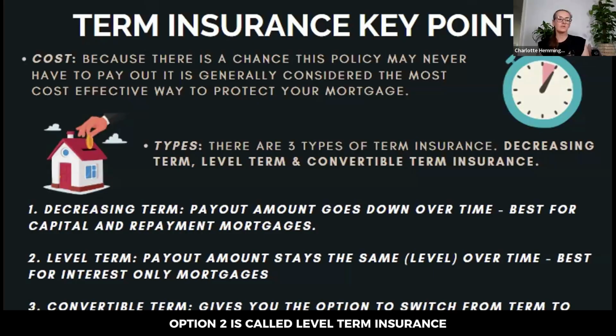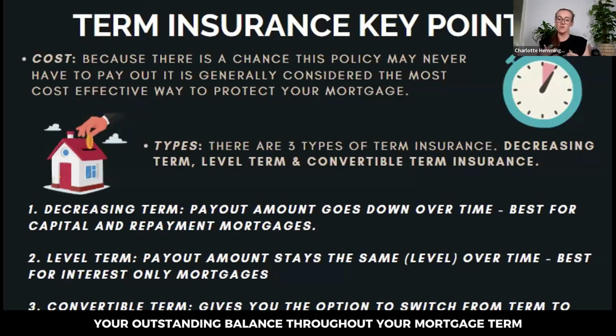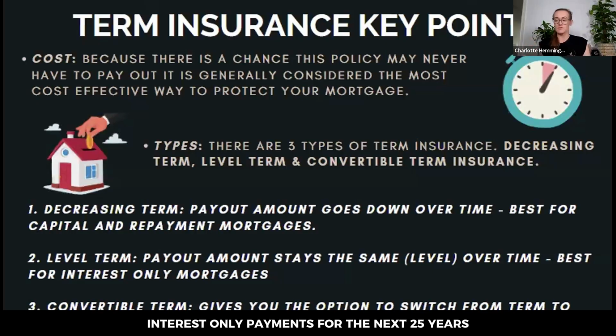Option two is called level term insurance. This is where the payout amount stays the same, or it remains level over time. And this is best for interest-only mortgages. I'm not going to dig into interest-only mortgages in this session, guys, just because I don't have that much time. But the idea is your outstanding balance throughout your mortgage term remains exactly the same. So if you take out a mortgage tomorrow for £300,000 and you make your interest-only payments for the next 25 years, you'll still owe £300,000 after 25 years. And that's why with level term insurance, your payout amount remains level.